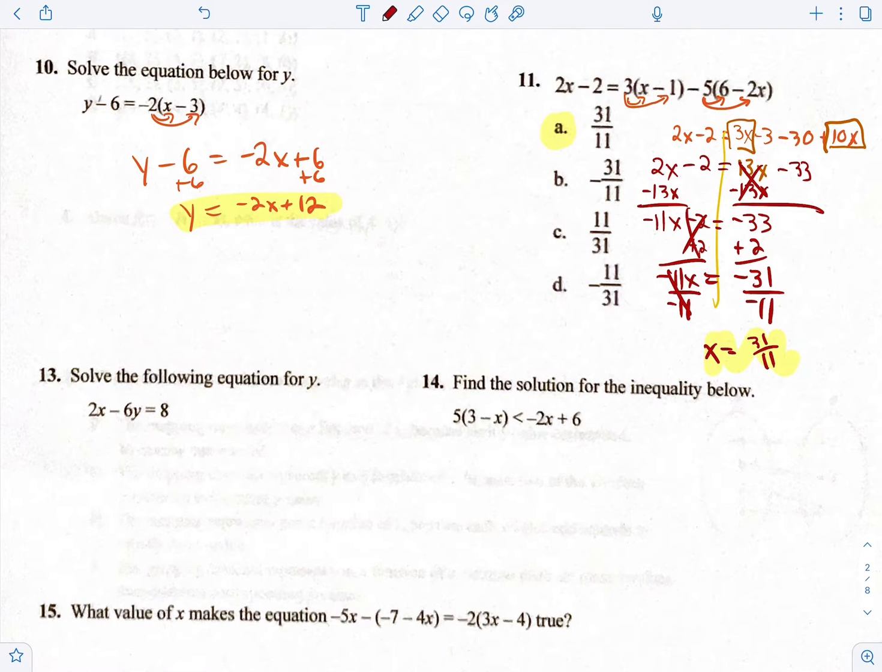With number 13, it says solve the following equation for y. This is a literal equation because it has more than one variable. And seeing as how on this left side of the equation we have two terms, we need to get rid of the term without the y in it first. Bring this down so we're left with negative 6y equals, remember 8 minus 2x. 8 doesn't have an x with it, so we cannot subtract it. All we can do is write 8 minus 2x.